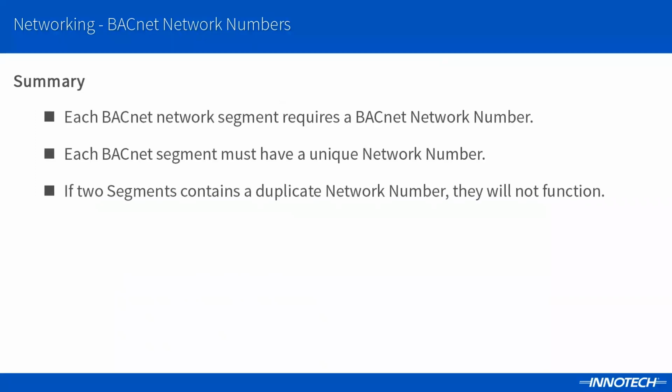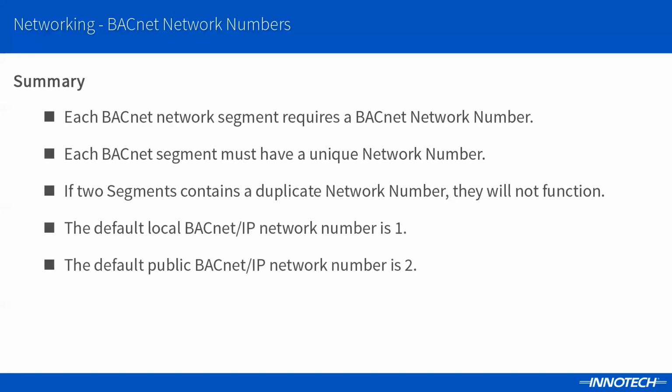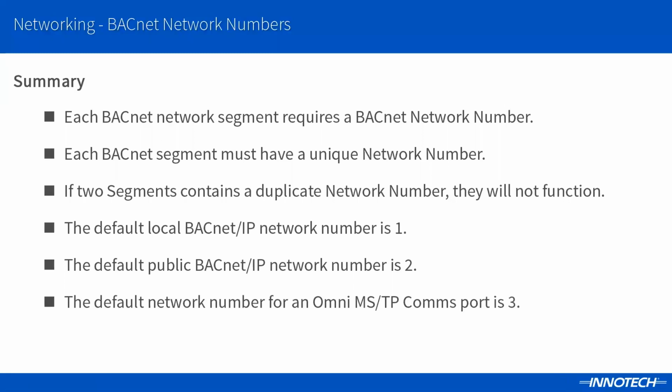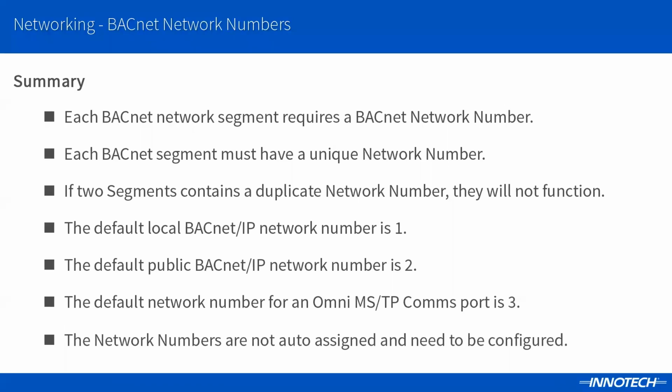In summary, each network segment must have a unique network number assigned. The local network number is 1 and the public network number is 2 by default. When an Omni comms port is configured as MSTP, it will default to network number 3. All the network numbers are not auto-assigned other than the defaults and will need to be checked and adjusted when creating the networks to prevent duplicates.